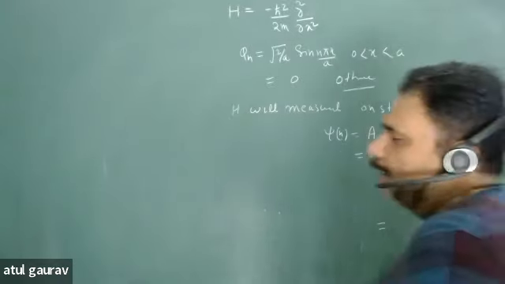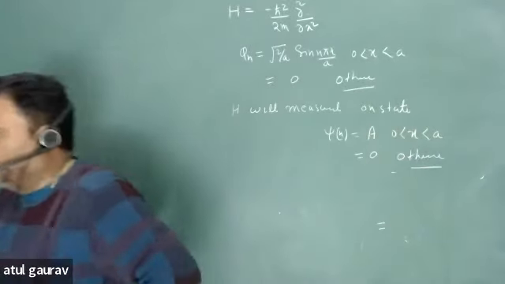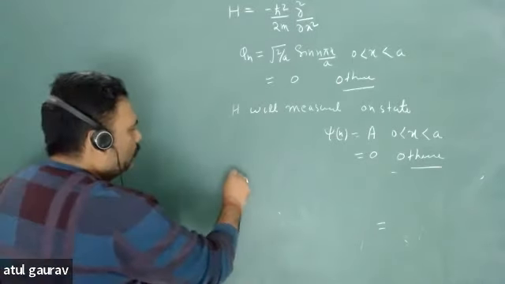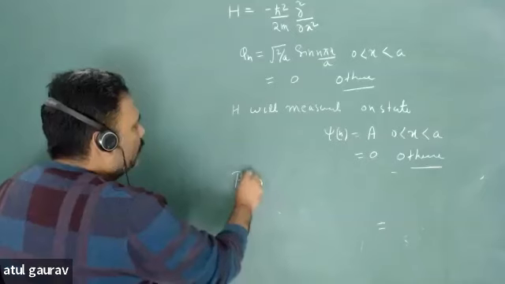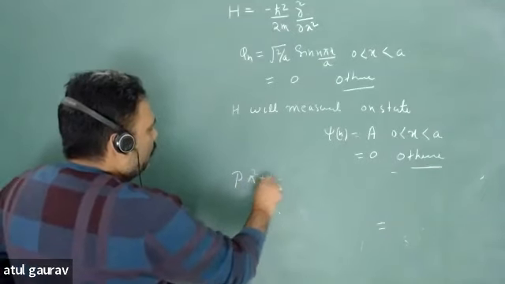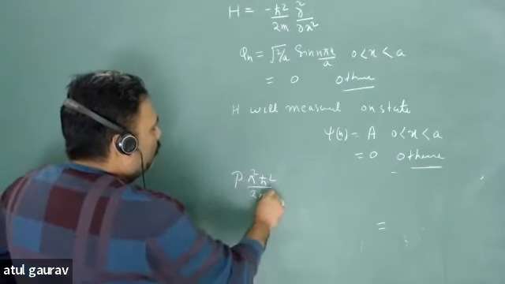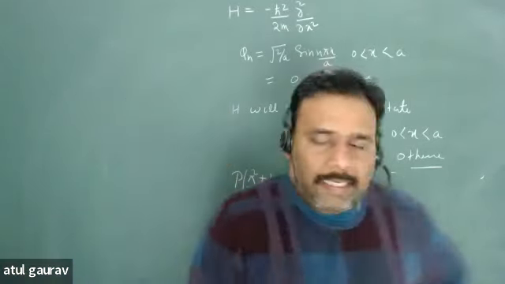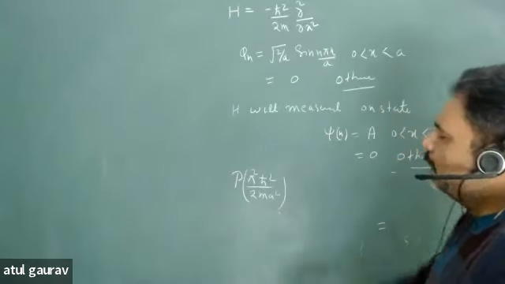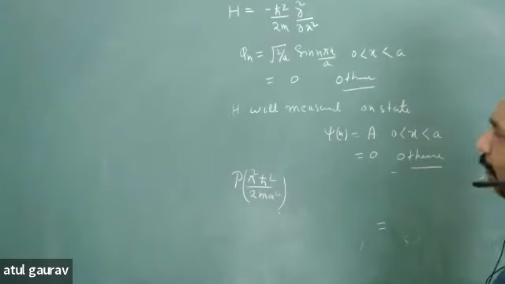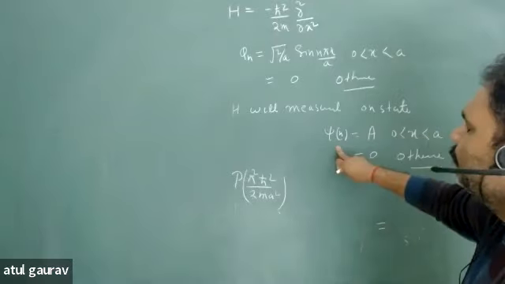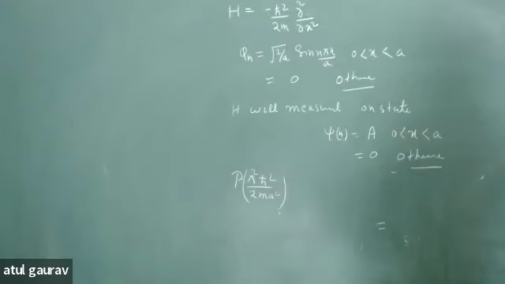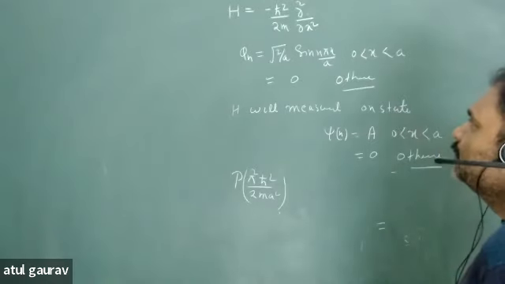what will be the probability such that the measurement is π²ħ²/2ma²? What will be the probability such that measurement is π²ħ²/2ma²? If energy is measured on this state, what will be the probability that you will measure this one? आर यू गेटिंग माई पॉइंट? समझ में आ रहा है?